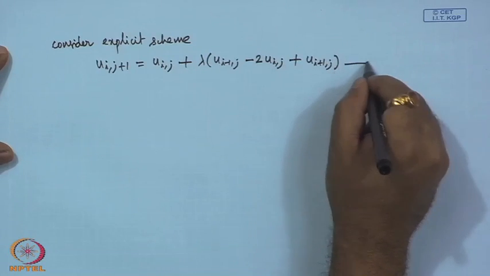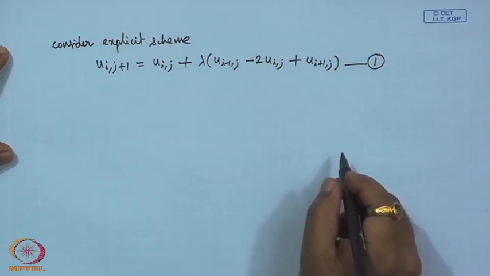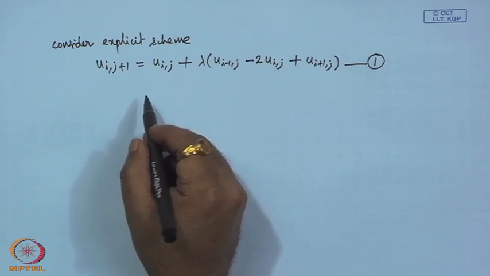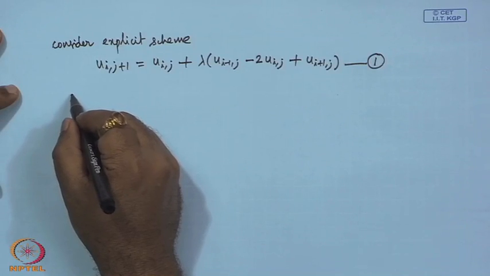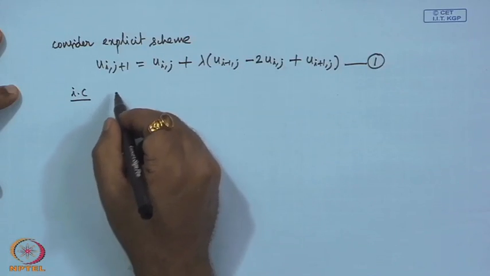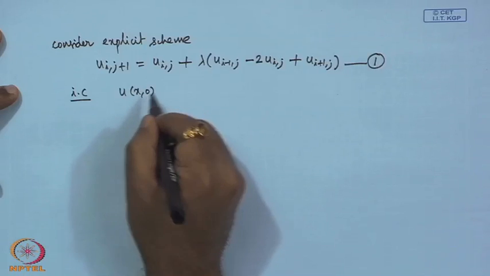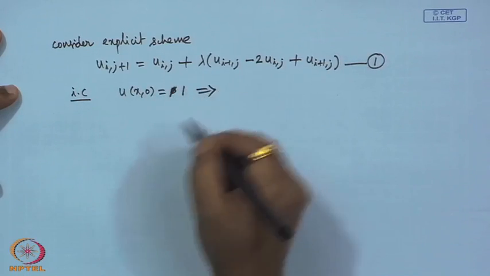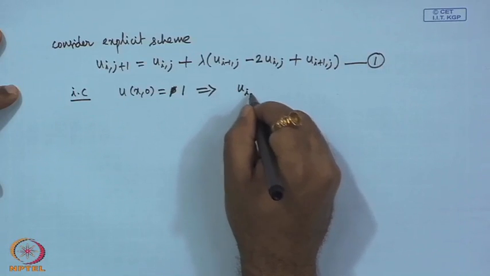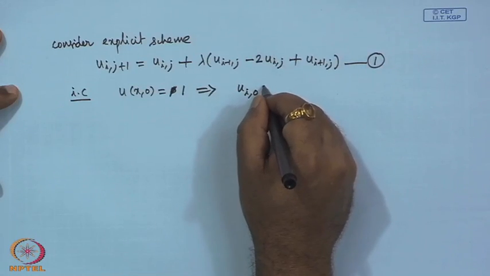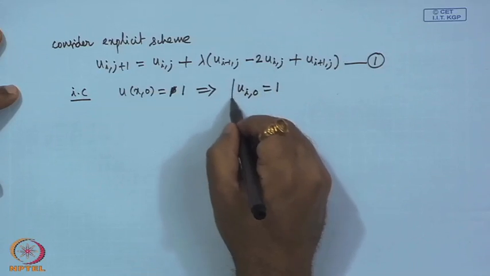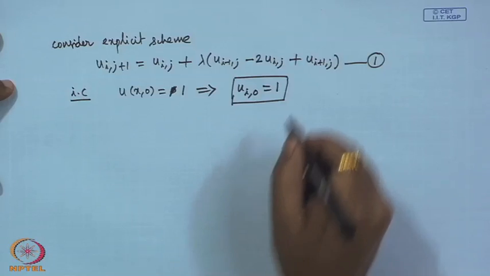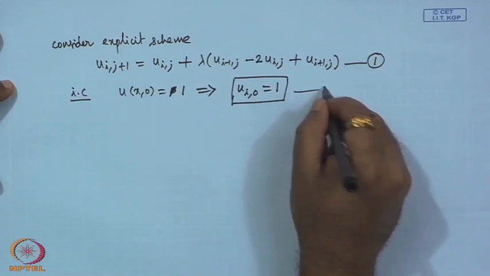Call this 1. Now, we have to discretize the initial conditions. So, if you discretize the initial conditions, I am sorry, this is 1. So, this implies u I 0 equals 1. Call this 2.